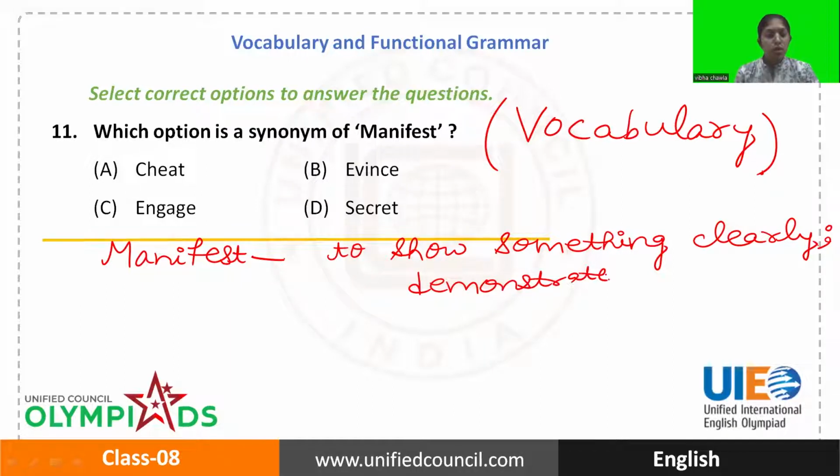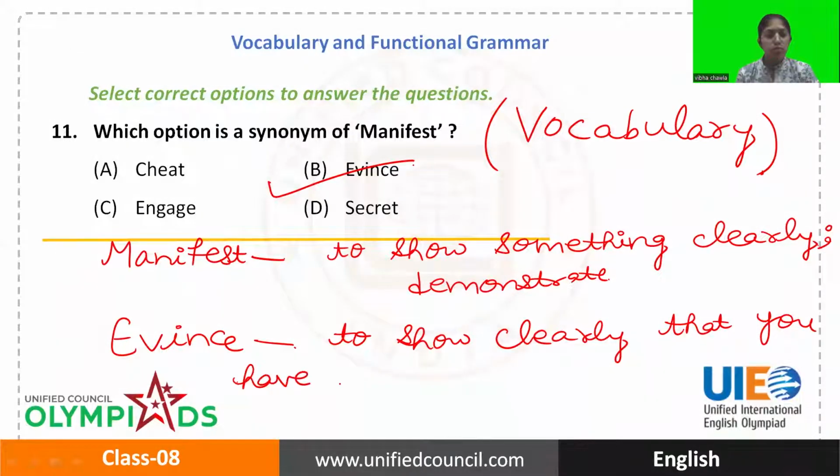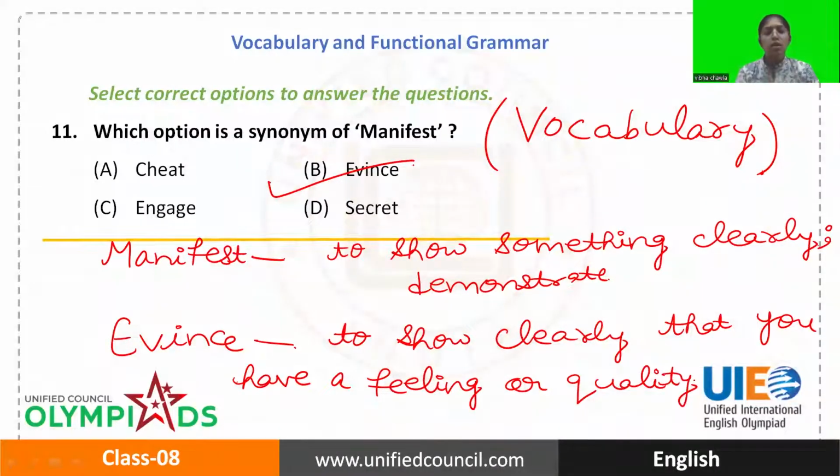Demonstrate. So a synonym of this word is avenge. Avenge also means to show clearly that you have a feeling or quality. Okay, so it is option B, avenge. To manifest something, to evince something, same way.